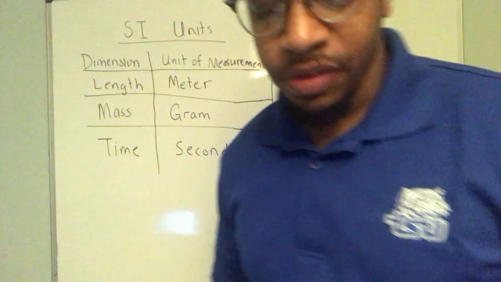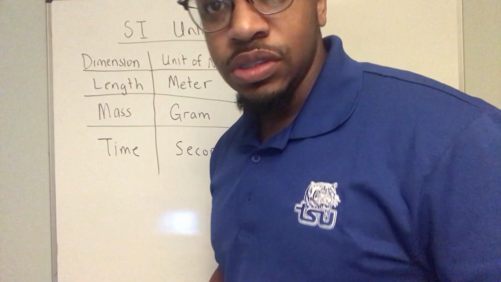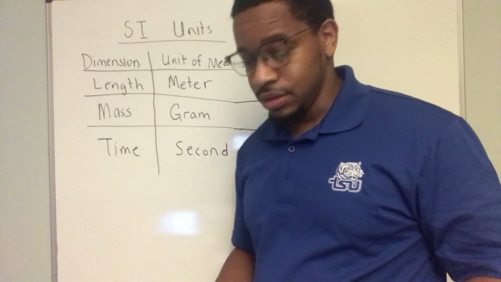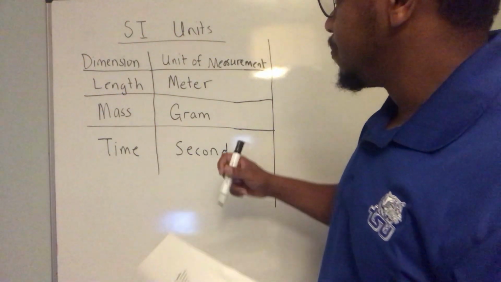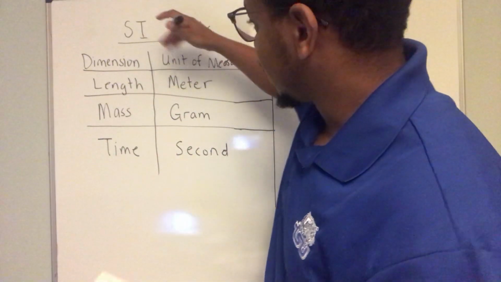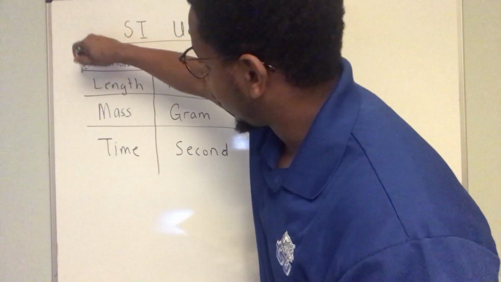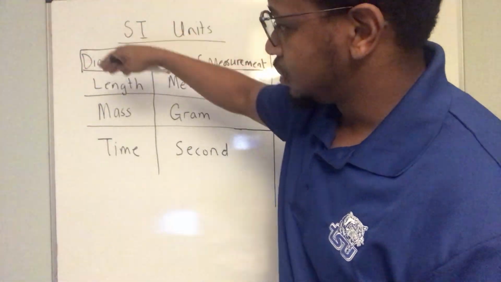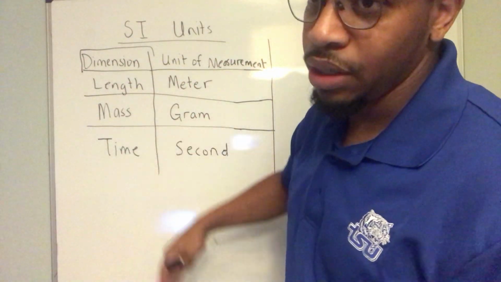Alright, y'all, I want to do a quick video to further explain what we talked about with SI units. As you see on the board, this column is the dimension column. This is the head of this column. So dimensions are length, mass, and time. We're going to look at those.